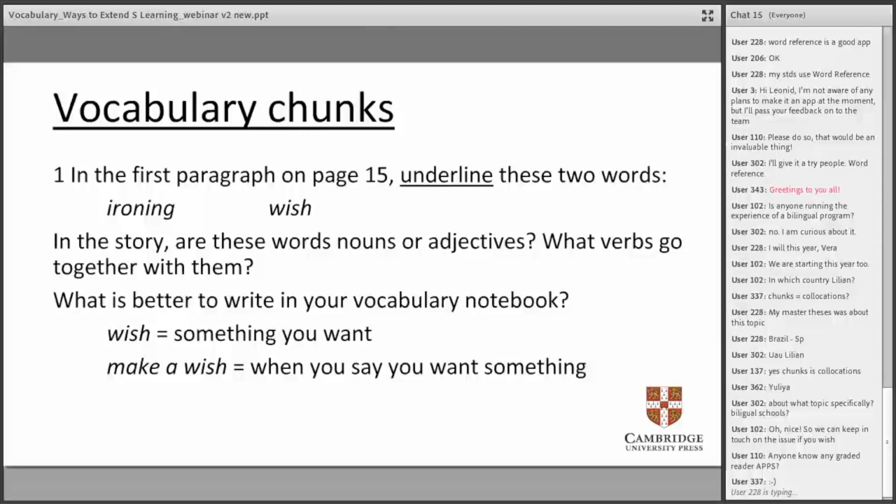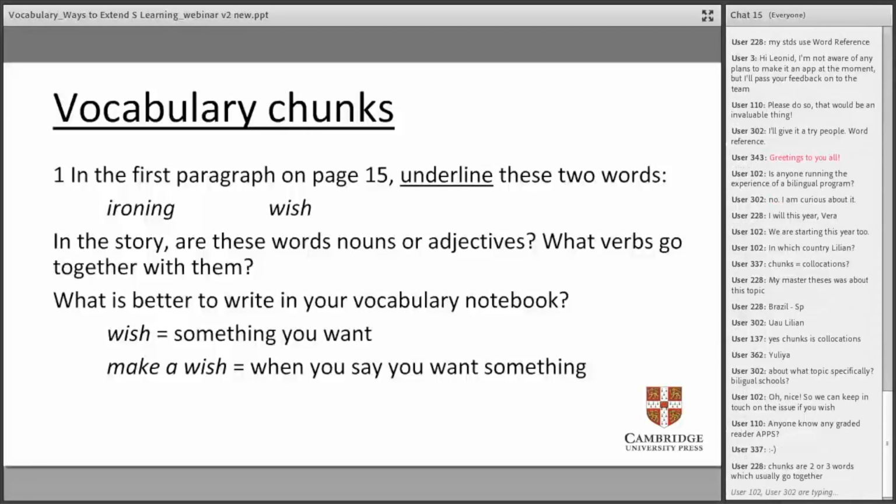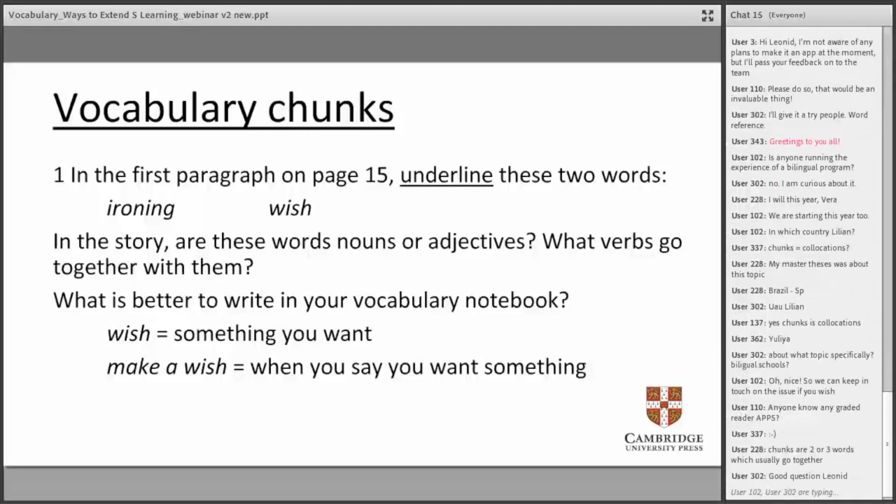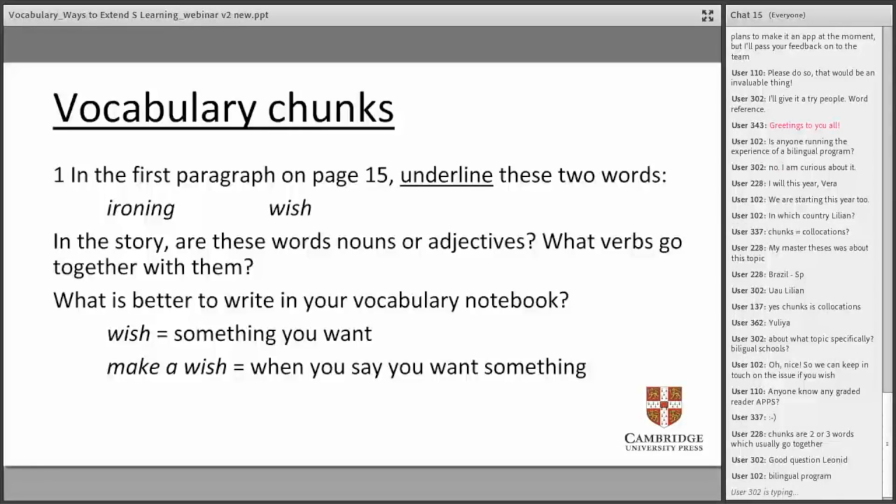So just highlighting the fact that with ironing and wish, we'd say do the ironing but make a wish. And then posing them the question: what is better to write in your vocabulary notebook? Is it better to write just the word wish? Or is it better to actually record the whole phrase, make a wish, when you say you want something? So to focus on this idea of vocabulary chunks.